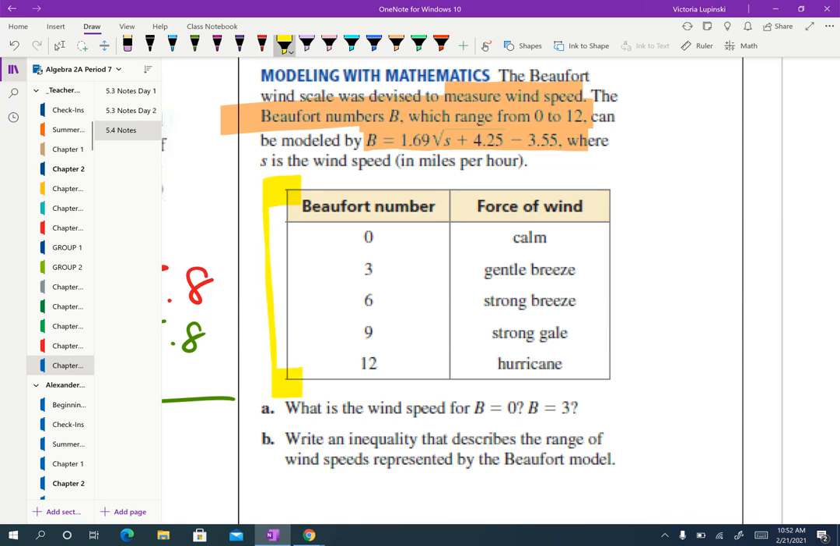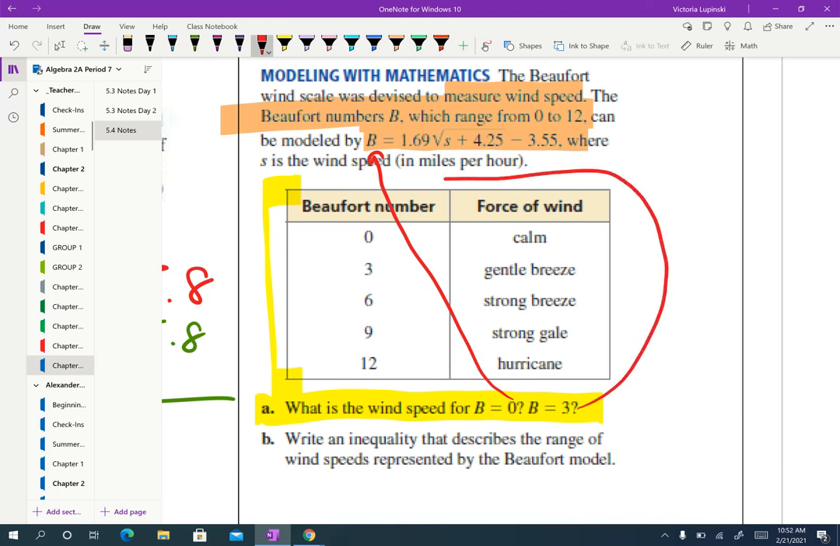If you're talking about a calm wind, that would have a Beaufort number of 0. Then as you get progressively windier from a gentle breeze to a strong breeze all the way up to a hurricane, you can see that the Beaufort number is increasing. They ask you in part A, what is the wind speed for B equals 0 and for B equals 3? In this case, because they're giving you specific values of B, you can calculate the wind speeds. So we're going to plug in 0, and then separately, we're going to plug in 3.